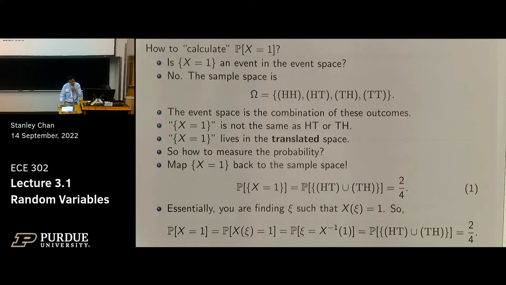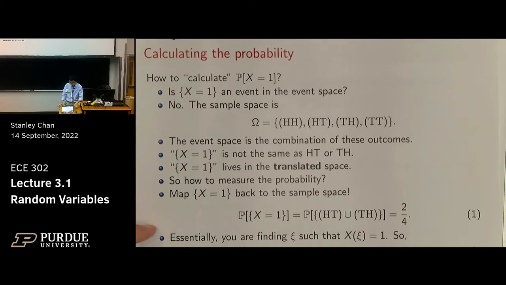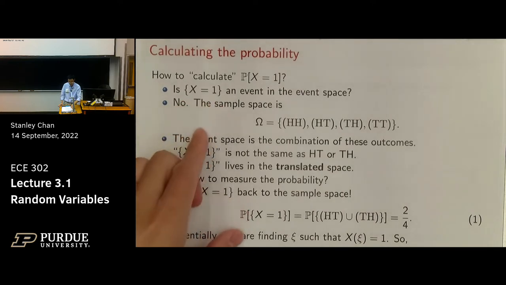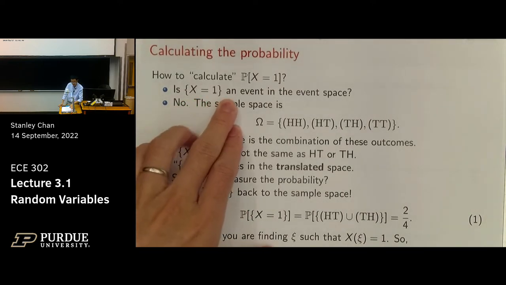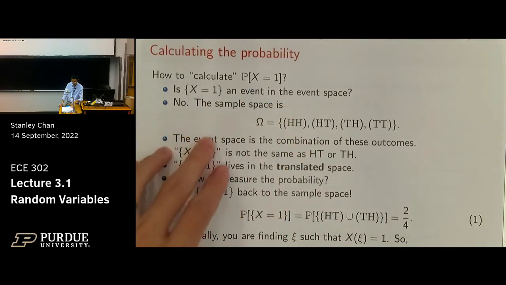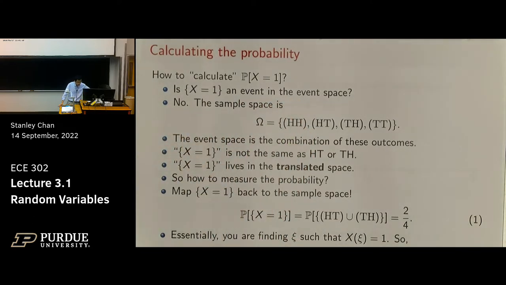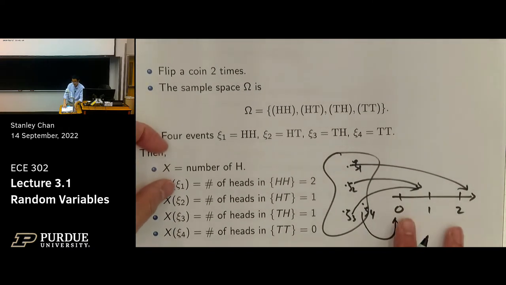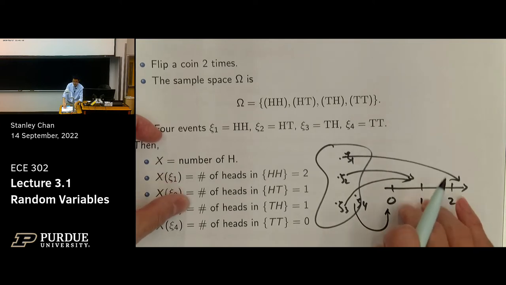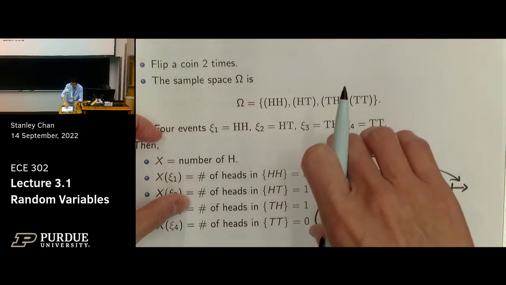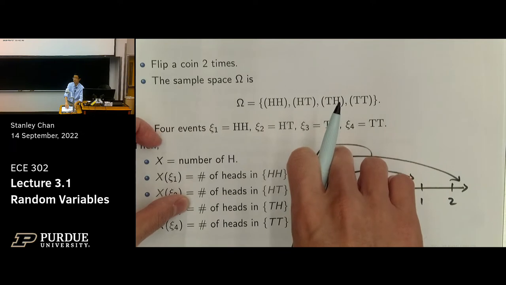And then we can talk about calculating the probability. So how do you calculate the probability? Is this event x equal to 1 an event in the event space? Well, the event space doesn't live here. The event space actually lives inside the sample space.